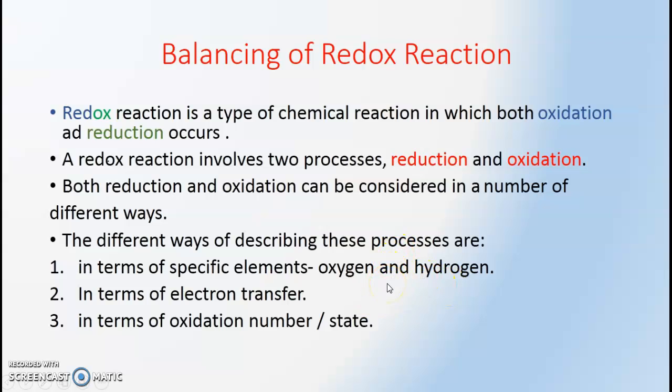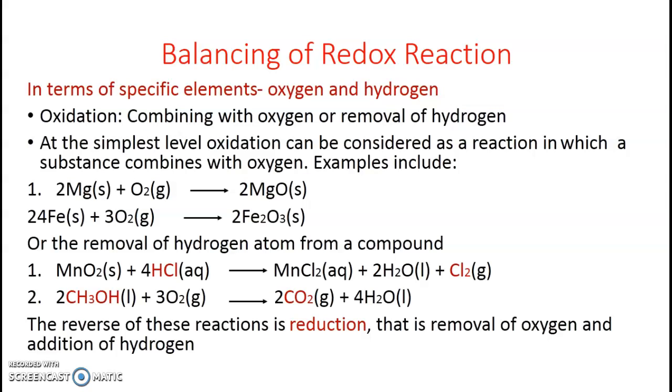We can describe a reaction as being an oxidation reaction or as having undergone reduction depending on the movement of oxygen and hydrogen atoms. We can also determine this by electron transfer: which species lost electrons and which species gained electrons. We can also use the oxidation number or state of the species to describe whether it has undergone reduction or oxidation. Now let's look at oxidation and reduction in terms of oxygen and hydrogen.